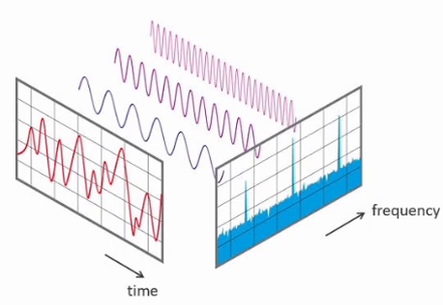e power minus alpha t u of t, 1 by s plus alpha, real part of s greater than minus alpha. e power minus alpha t u of minus t, minus 1 by s plus alpha, real part of s less than minus alpha. t power n minus 1 by n minus 1 factorial into e power minus alpha t u of t, 1 by s plus alpha whole power n, real part of s greater than minus alpha. t power n minus 1 by n minus 1 factorial e power minus alpha t u of minus t, 1 by s plus alpha whole power n, real part of s less than minus alpha.